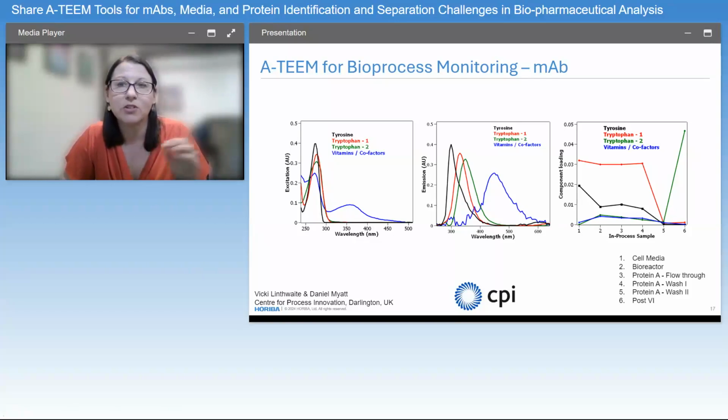Each of these components, tyrosine, tryptophan in different local environments, and even vitamins and cofactors, you can look at the spectral profiles of those that are extracted from the parallel factor analysis, and then see how those change over different steps of the process. And you can actually see in step 5, which is the final wash step, that none of those biological molecules are there, which they shouldn't be. That actually makes sense.